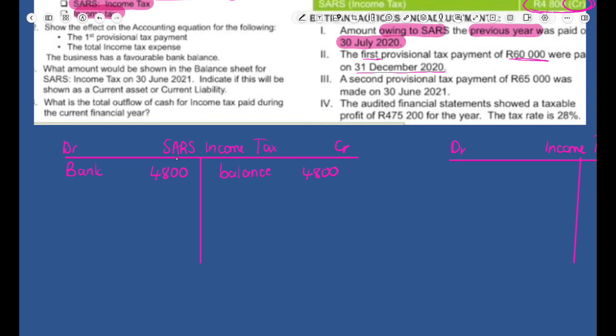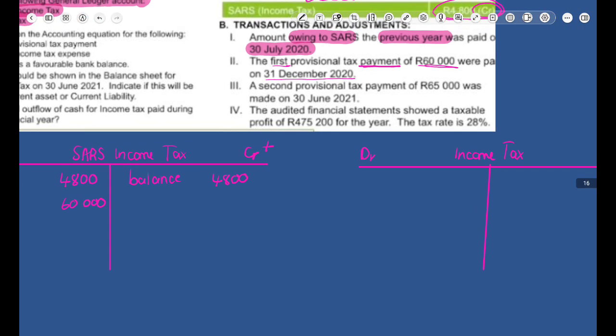Under my SARS income tax, I'm going to write the 60,000, and I used bank to pay. Remember that this side is a plus side, this side is a minus side. Whenever the amount that I owe to SARS is decreasing, I write on the minus side, which is the debit side. Because you are paying 60,000 over to SARS, you are decreasing the amount of tax that you owe. That's why we put it on the debit side. The contra account is bank because this was a payment. Remember, we make payments from our bank account.